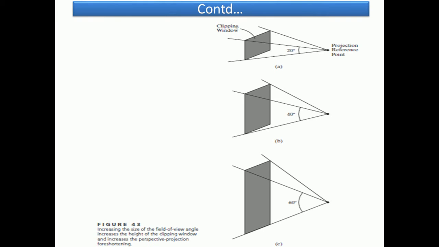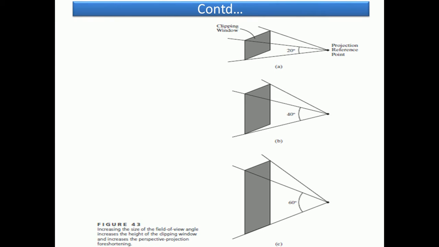If the field of view angle is decreased in a particular application, then the foreshortening effect of a perspective projection is decreased. This is comparable to moving the projection reference point farther from the view plane. Also, it decreases the field of view angle, which will decrease the height of the clipping window. Means if the field of view angle decreases, then it will decrease the height of the clipping window. And this provides a method for zooming in on small regions of a scene.